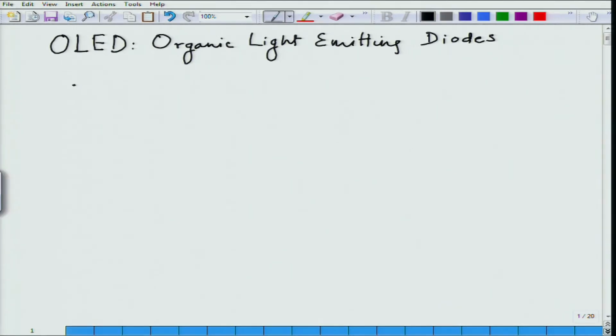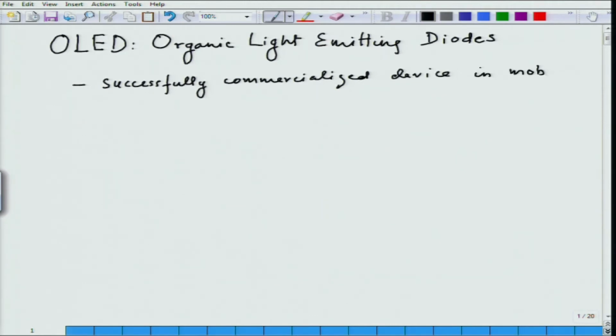I have already mentioned to you that OLEDs are already a successfully commercialized device in mobile and television displays.